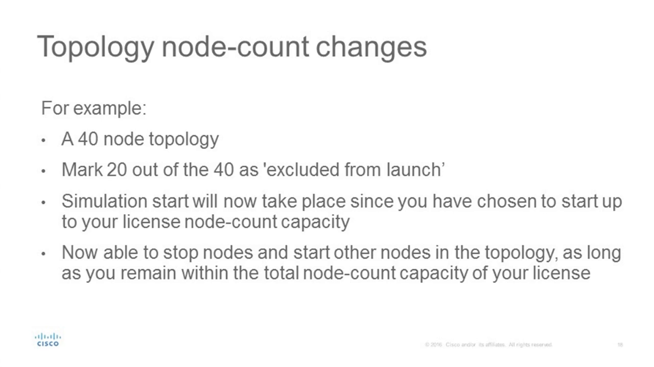So you could have a 40 node topology, and you just say, right, I want to have these nodes up and running. These nodes are going to be marked as excluded from launch. They're not going to be started, and you'll then be able to run that topology without any restrictions. Similarly, if you had a 30 node license, you'll be able to run up to 30 nodes at any point in time. You can then stop those nodes, start other nodes, flip-flop back and forth, not a problem. As long as you stay within your capacity count, you'll be absolutely fine.